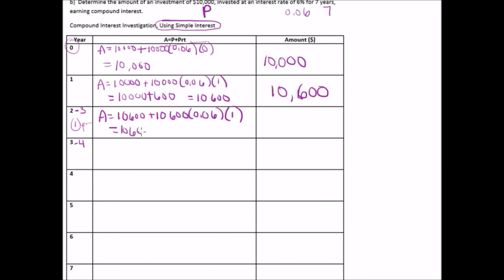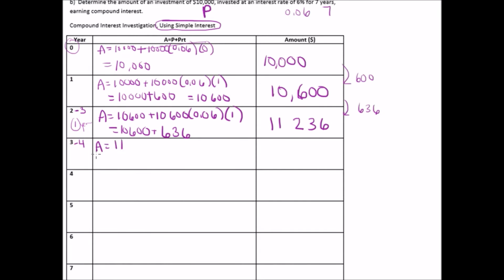Okay, so this is 10,600 plus 10,600 times 0.06 and then times 1 if you want. So this year, instead of making $600, we made $636 for a total of 11,236. So if you notice, this goes up by 600, but this actually goes up by 636. Okay, and let's keep compounding.